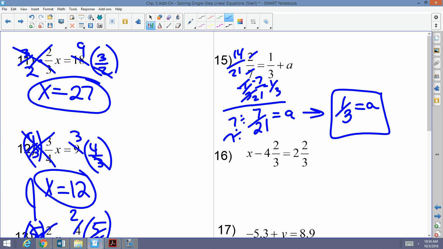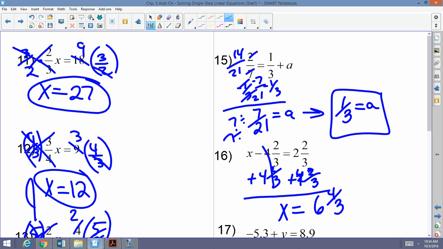Next, I got x minus 4 2/3 equals 2 2/3. Okay, I have to add 4 2/3 to both sides. Something like this is nice and easy. You don't even need a common denominator. That cancels, so I've got x equals 6 4/3. However, what's up with this 4/3? We can't have that, can we? What does 4/3 turn into as a mixed number? Well, the 4/3 is 1 1/3, which you add to the 6. Very good. So that would be 7 1/3. That's exactly correct.